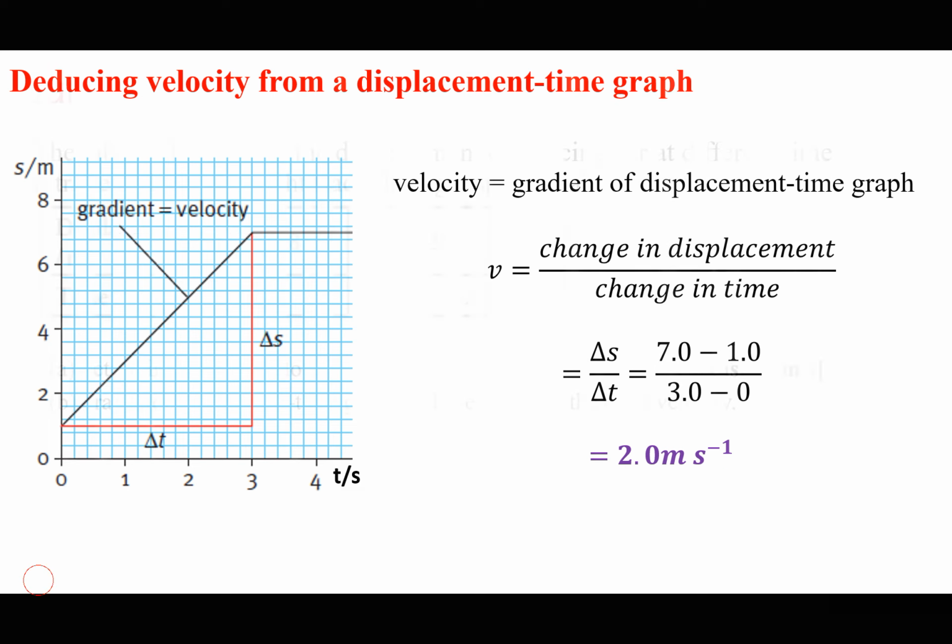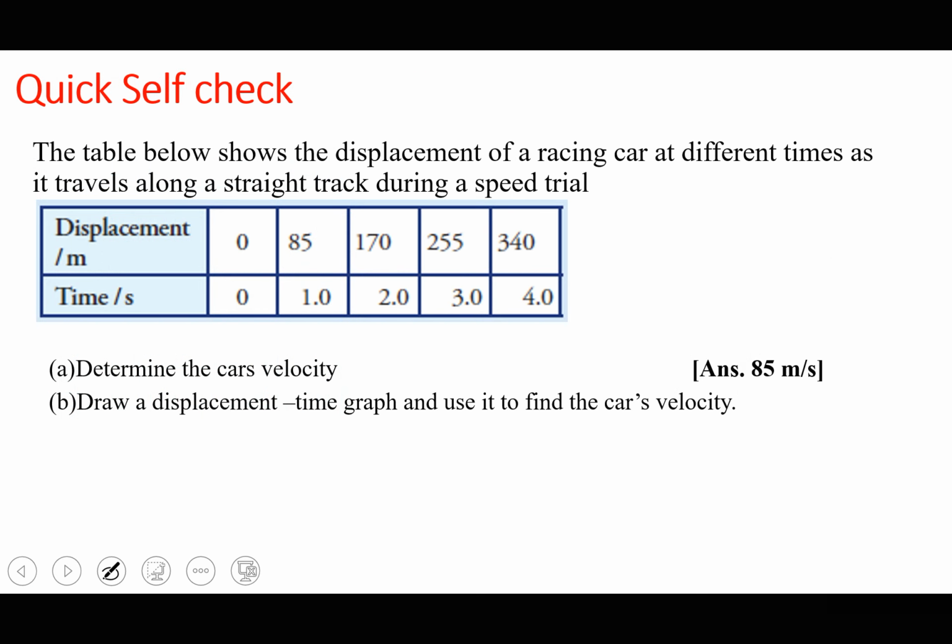Okay, I have a quick self-check for you that you can try out. The table shows the displacement of a racing car at different times as it travels along a straight track during a speed trial. We have displacement and time. So they have given us values of t at equal time intervals. Determine the car's velocity. Of course, I expect that when you plot a graph, you should be able to determine the car's velocity. Draw a displacement time graph and use it to find the car's velocity.